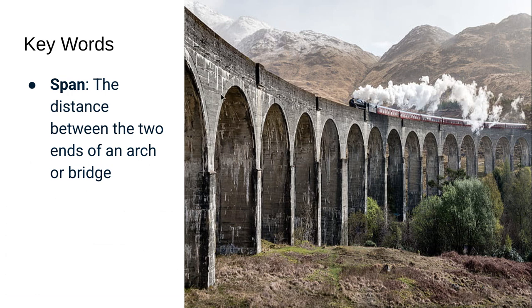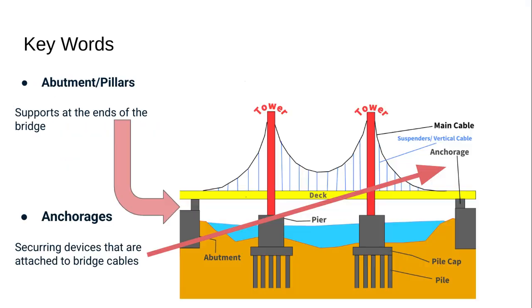The word span is the distance between two ends of an arch of the bridge. So there's a span here, a span. This bridge has many spans as it goes down. If we look at this diagram of the bridge, we have something called abutments or pillars. Those are the end points of the bridge holding it and supporting it. And in a cable bridge and a suspension bridge, you have anchorages, which are these devices that hold the cables to them.